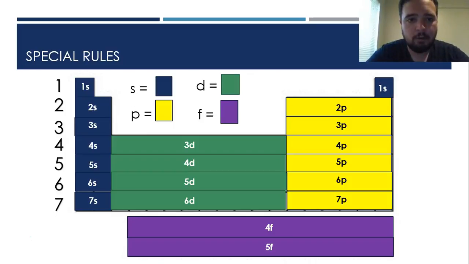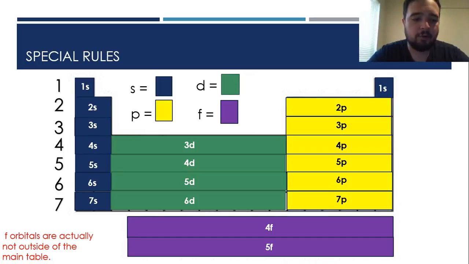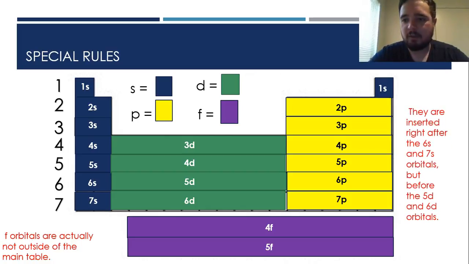So if we take a look at this, the f orbitals are actually not outside the main table. I've already kind of alluded to this a little bit before. The way they do it is that they are inserted right after the 6s and 7s blocks on the periodic table, but before the 5d and 6d orbitals. So the 4f sticks in between the 6s and the 5d, and then the 5f goes in between the 7s and the 6d orbitals.